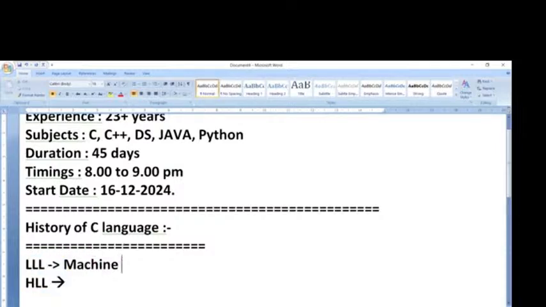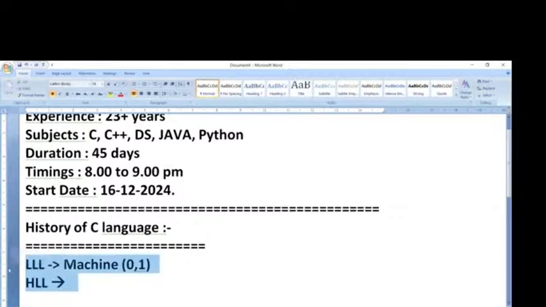In low level languages, we have only zeros and ones. That's it. We have only 2 digits. Using these 2 digits, we build a language that is called low level language. It is hard to understand, hard to learn, hard to remember also. That's why high level languages came into the picture. High level languages use simple English words. We all know English very well. That's why high level languages are very easy to understand, easy to remember.